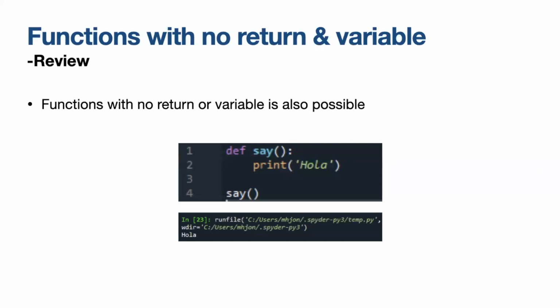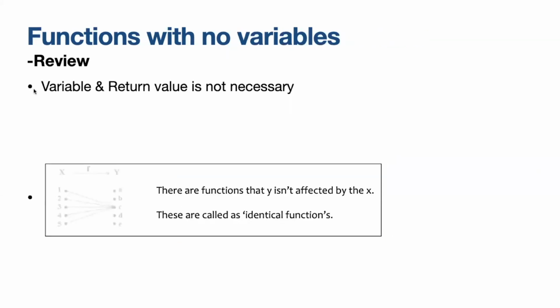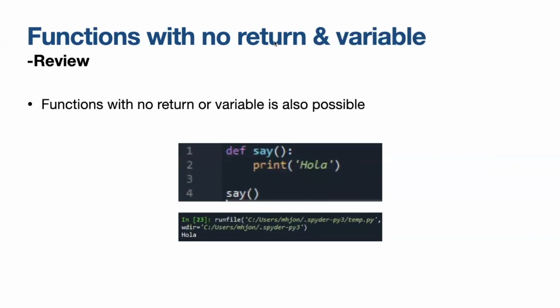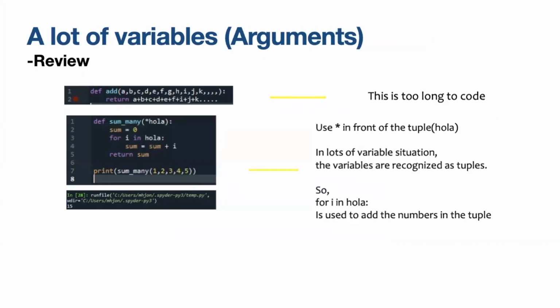So as we've just checked out, no argument, no variable, and no return statement, there may be some function with no return and no variable, no argument statements. So the function with no return or variable is also possible, like just typing print hola or hello. Those kinds of things would be possible by just outputting hola.